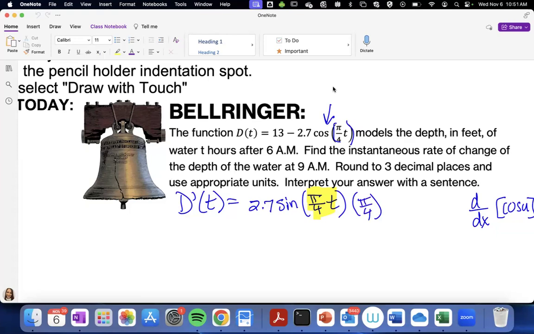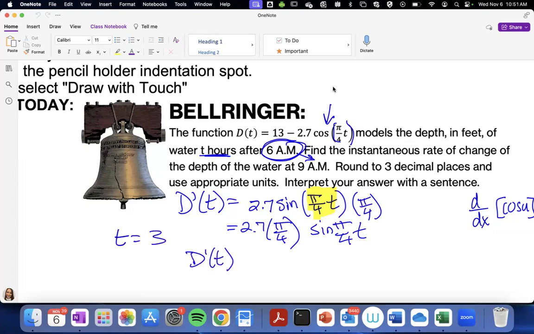So, I mean, you could put those numbers together, like 2.7 times pi over 4, whatever, times the sine of pi over 4t. But all I want is D prime of 3, because from 6 to 9, it's t hours after 6 a.m. T is 3. So I'm going to find D prime of 3. So you pop it in, 2.7 pi over 4 times the sine of pi over 4 times 3. So type it in. Let's see what we get.